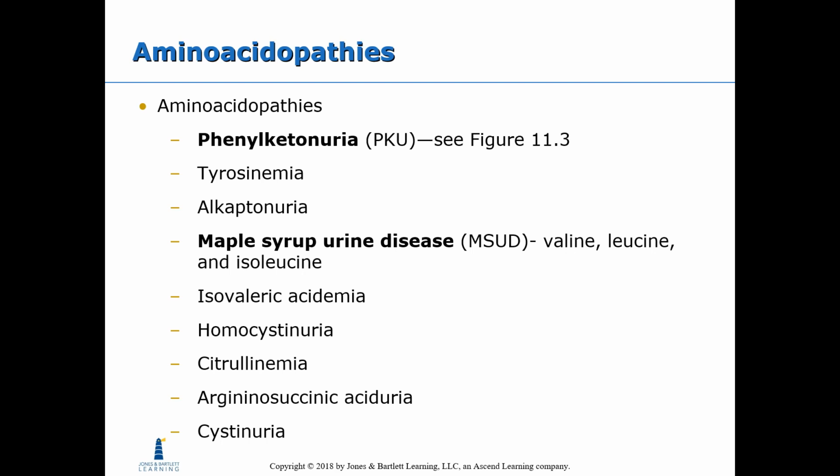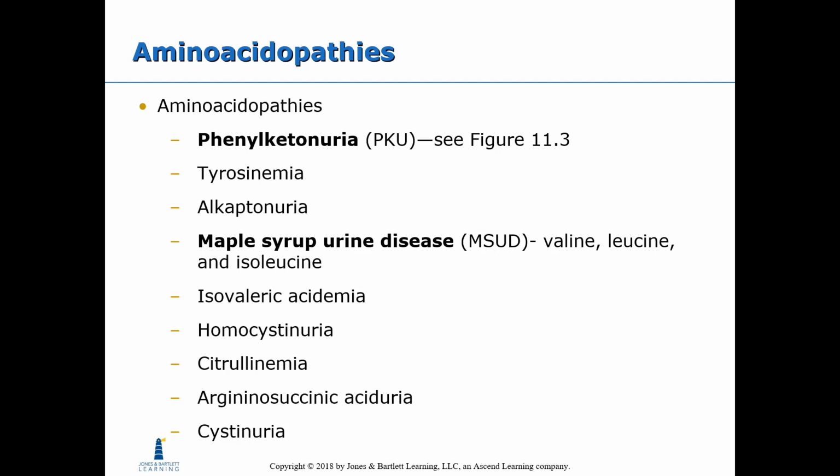This is a list of some of the common aminoacidopathies. The 2 in bold are ones that you should make special note of, so phenylketonuria and maple syrup urine disease. Phenylketonuria we're going to talk about a little bit more on the next slide, but the maple syrup urine disease, just be familiar with the amino acids that are impacted here. So valine, leucine, and isoleucine are affected.